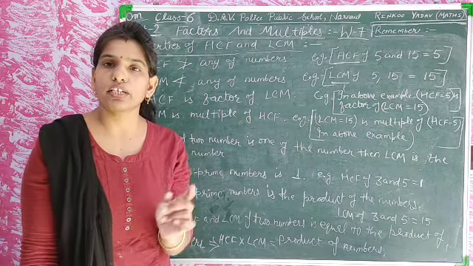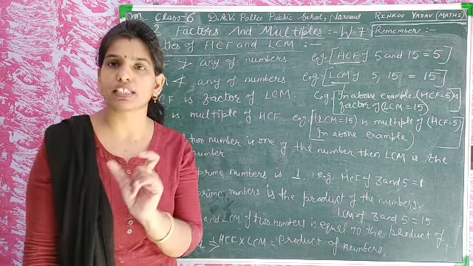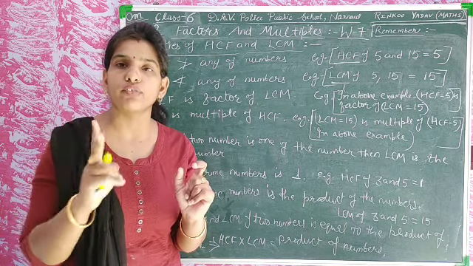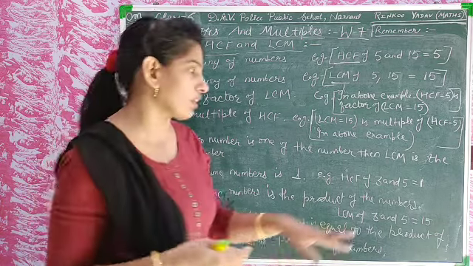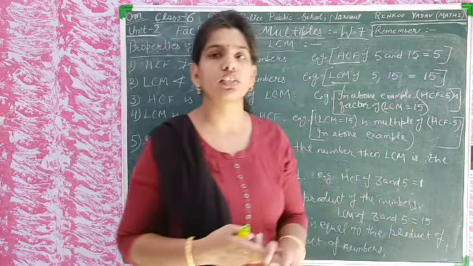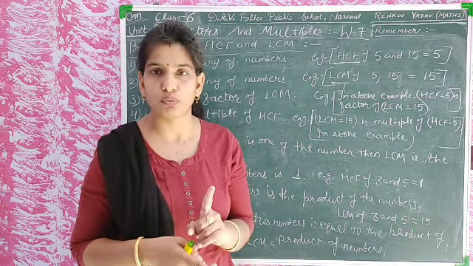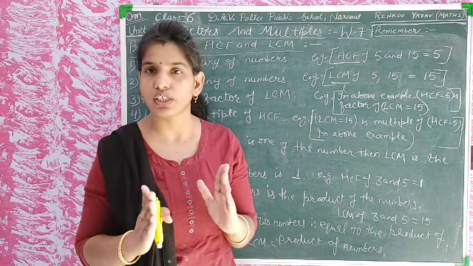Yes, students, product of HCF and LCM. If we multiply HCF and LCM, it always equals the product of the given numbers. Let's suppose that there are 3 and 5. Its HCF is 1 because these are two co-prime numbers, and its LCM is 3 × 5 = 15.